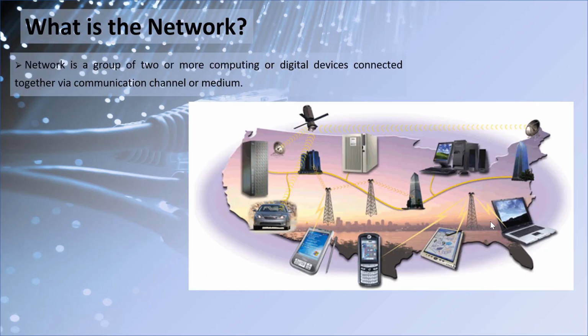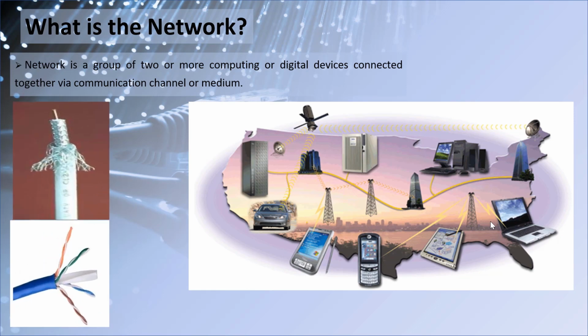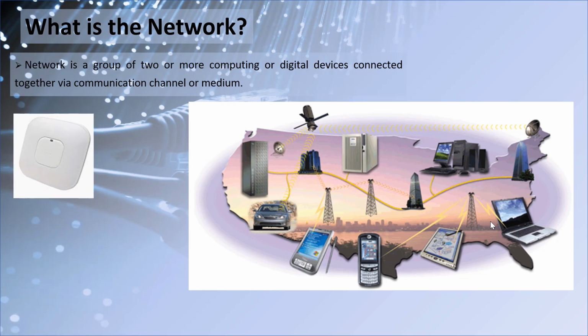In simple words, network is a group of two or more computing or digital devices connected to each other via some communication channel, or we can call media, with the purpose of sharing data and information. So now media can be of various types. It can be fiber optic, or it can be copper, wireless, Bluetooth, or even satellites. All these are examples of communication channels or media that we use for data communication.